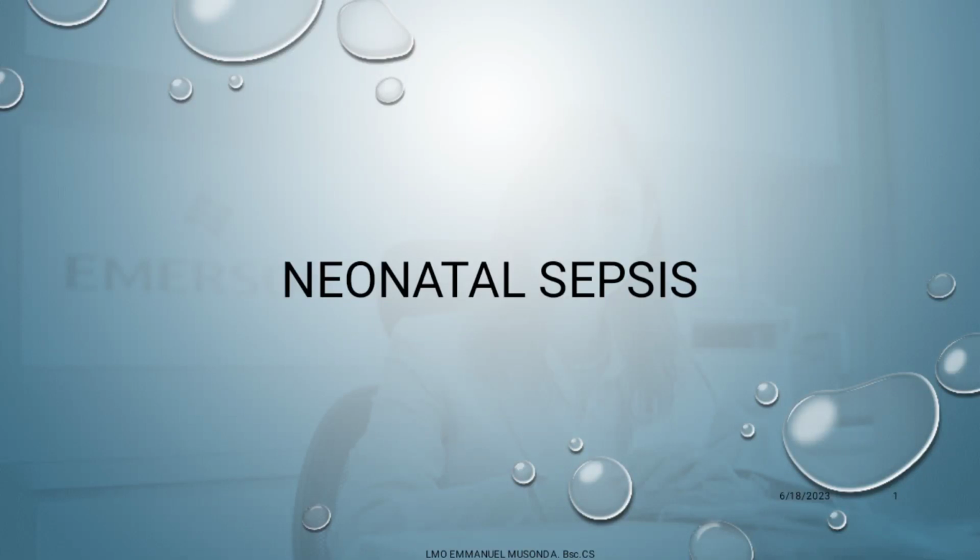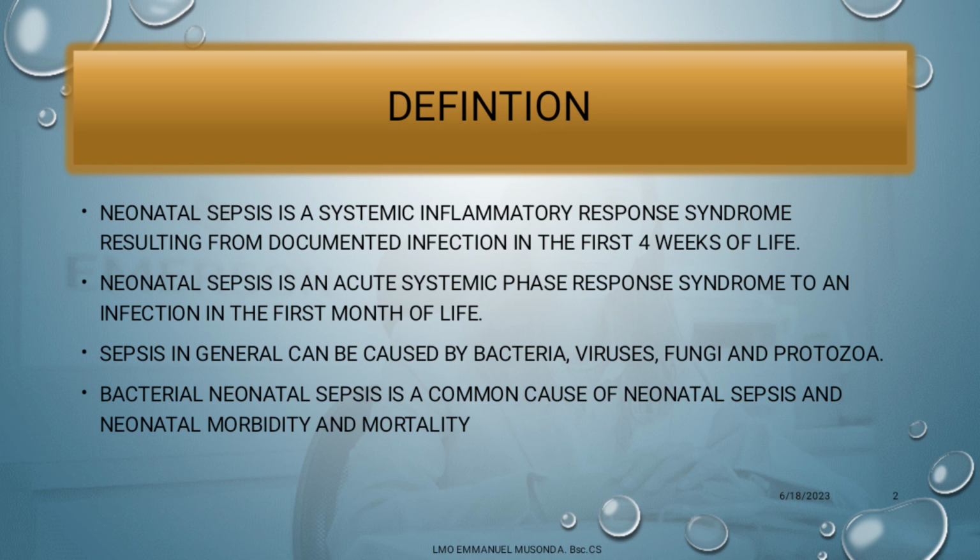So today we are going to be talking about neonatal sepsis. Neonatal sepsis is the systemic inflammatory response syndrome arising from a documented infection in the first 4 hours of life. But we can also define it as an acute systemic phase response syndrome to an infection in the first month of life, or in general, it can be caused by bacteria, viruses, fungi, and protozoa.